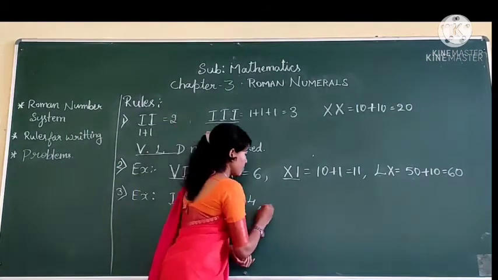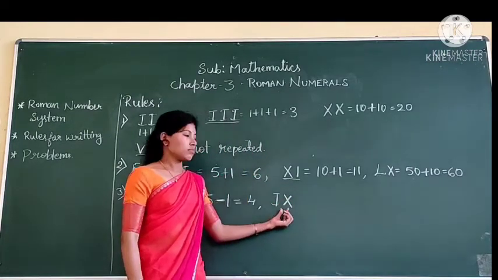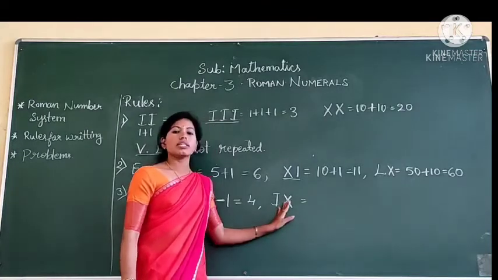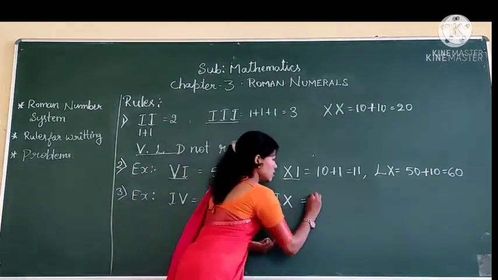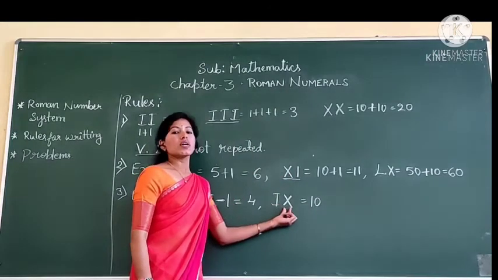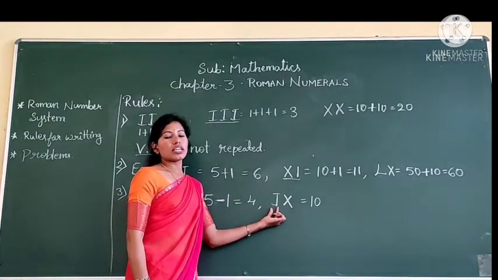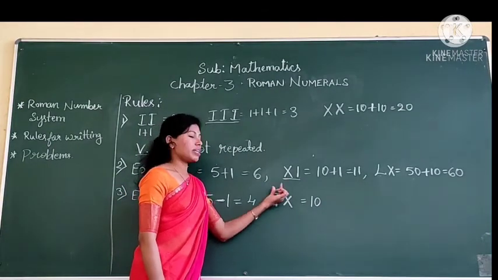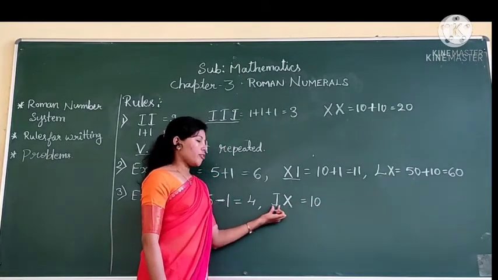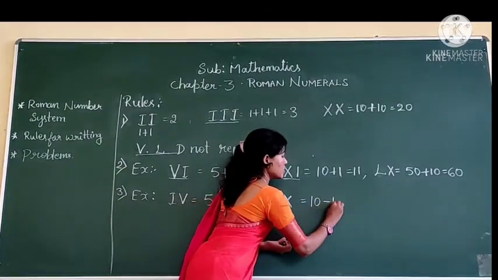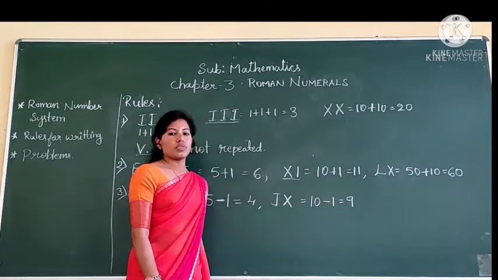Another example. IX. Here the greater numeral is X, smaller numeral is I. X value is 10 and this I is placed before. That means I is before X. So we have to subtract. We have to subtract the smaller number from the bigger number. X value 10, I value 1. So 10 minus 1 is equal to 9. So IX is equal to 9.